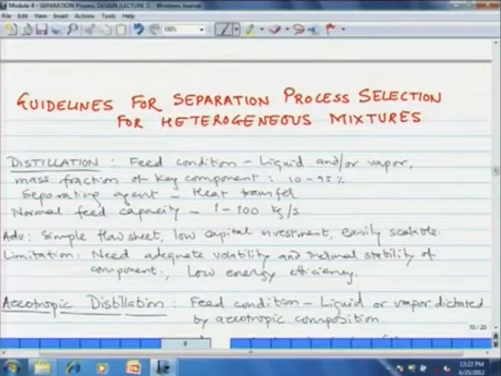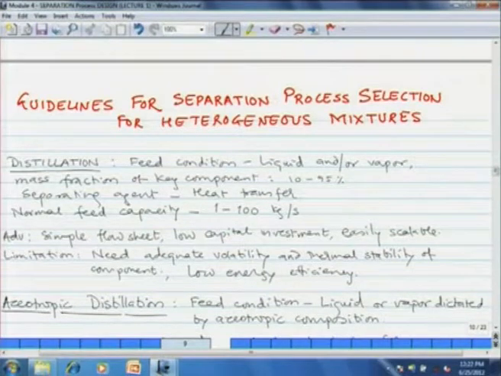So, let us first take the process of distillation, which is one of the most common processes used in the chemical industry. Now, in this case, the feed condition of the reaction mixture has to be liquid or some mixture of vapor, or it could even be complete vapor.